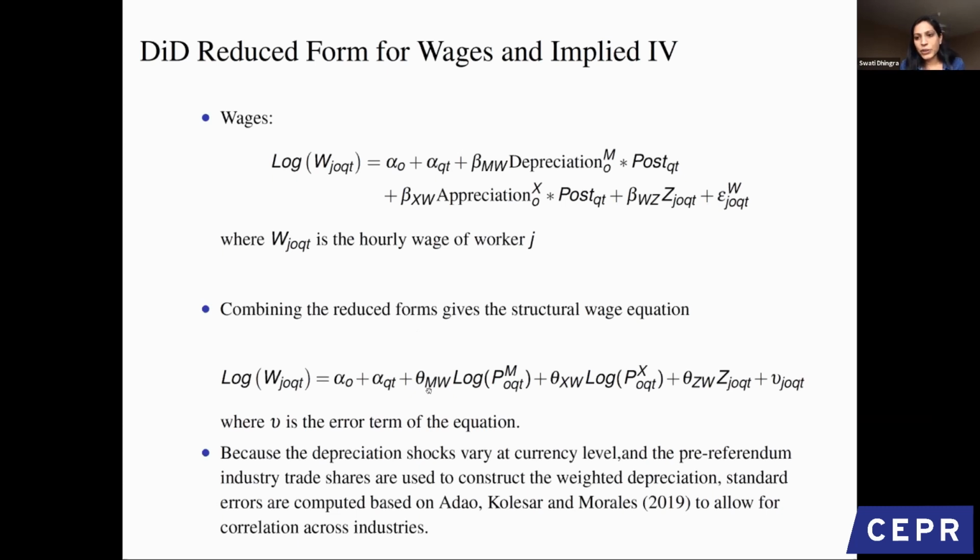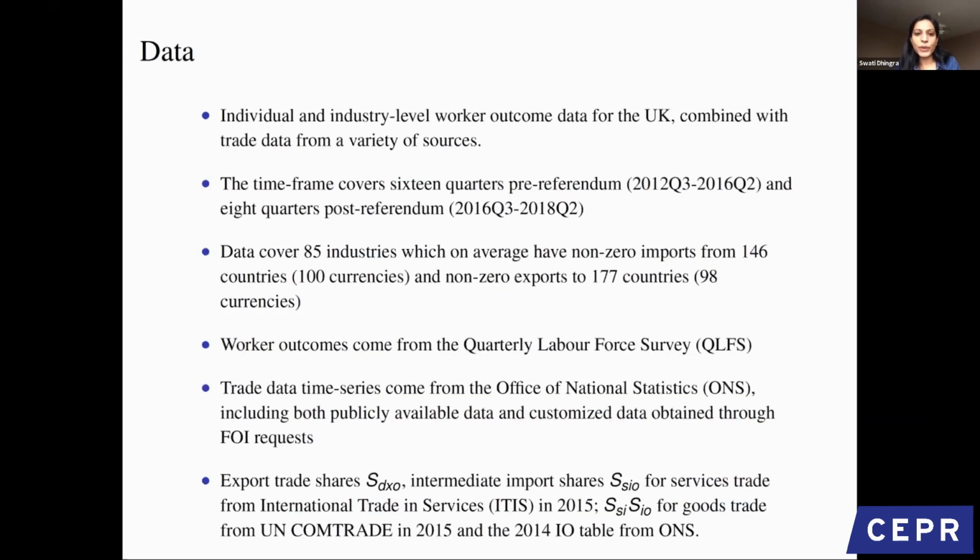And putting these three reduced forms together is basically going to give us the structural empirical relationship that we're interested in, which is how much does a change in the intermediate import price index change wages. And let me move on to first talking about the data, then I'm going to start showing you the results. I'll give you a very, very descriptive feel of everything that's happening in the data and then the final results.